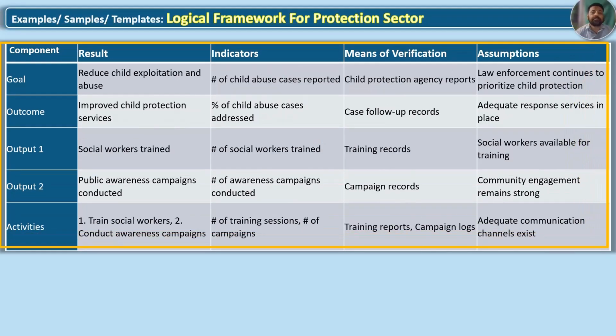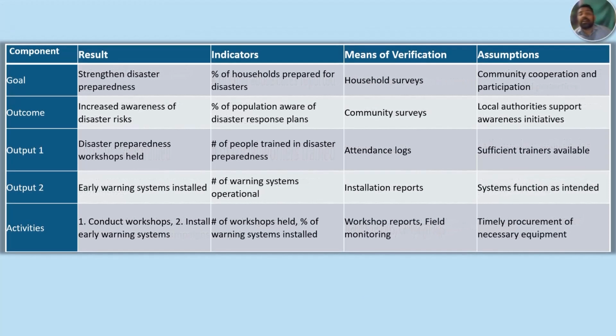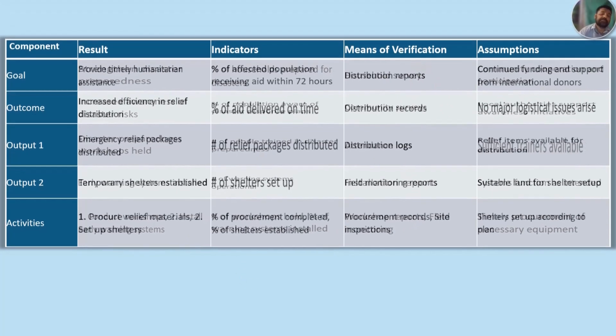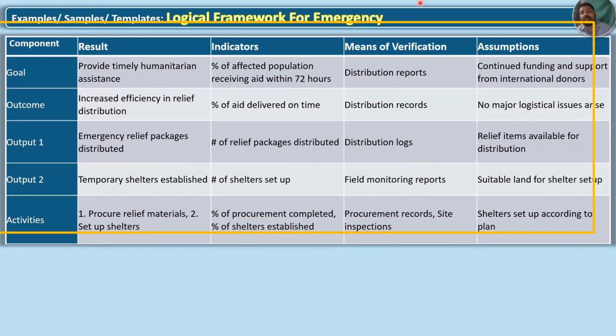Here is an example for the protection sector. The goal is to reduce child exploitation and abuse. This is the indicator. You can add more than one indicator, and here are the means of verification. Here is an example for the DRR sector. To strengthen disaster preparedness, these are the different indicators, and here you can see the means of verification. Here is an example for an emergency related project.